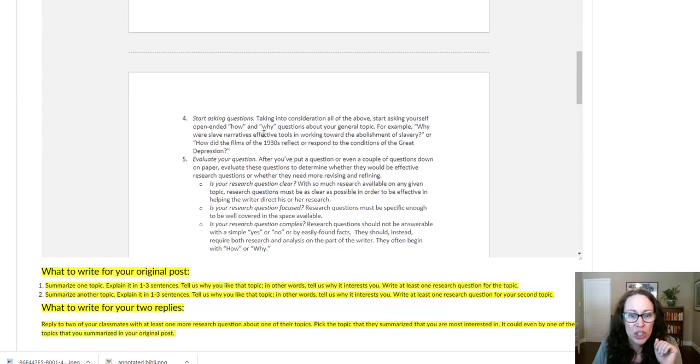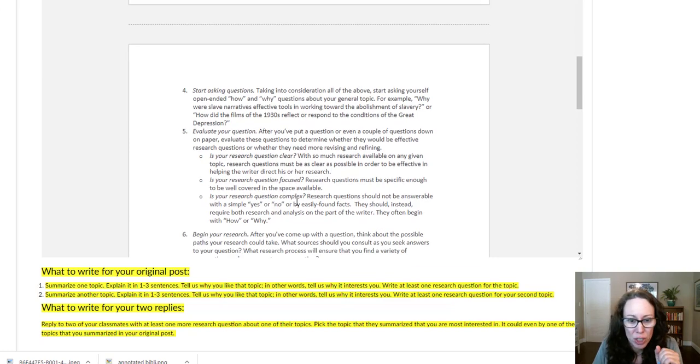And then you're just going to start asking questions, start writing these questions down. They should be open-ended questions, like how did something happen? Why did something happen? What are the causes? What are the effects of the thing? Stay away from yes or no questions. Those aren't going to really help you that much.